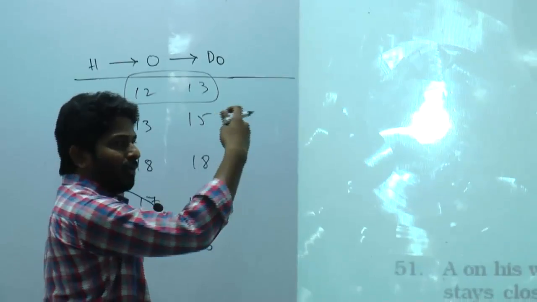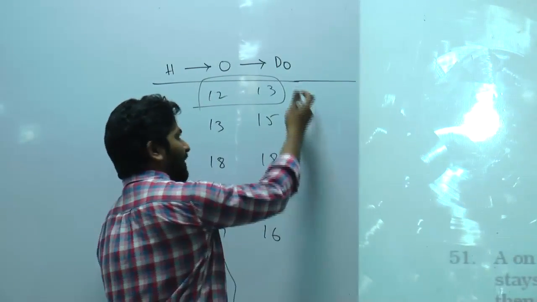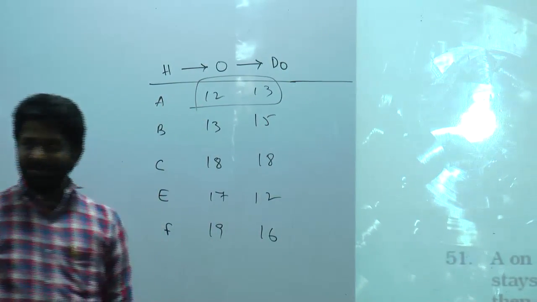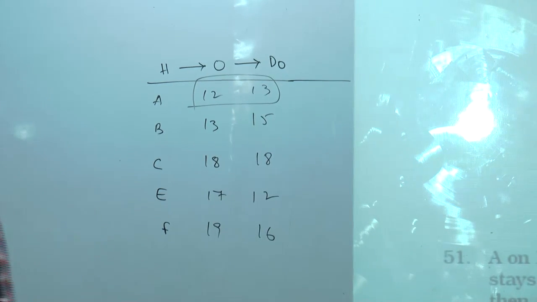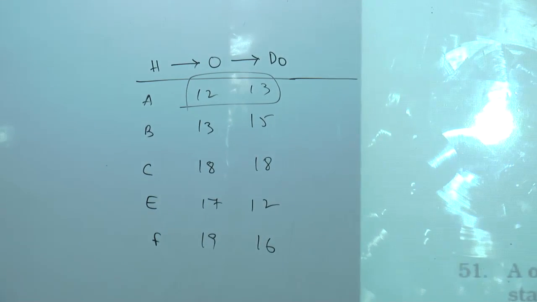From D's office they need to go to D's house, and after this, everyone is going to travel the same distance. We need not count that. Clear? Next.